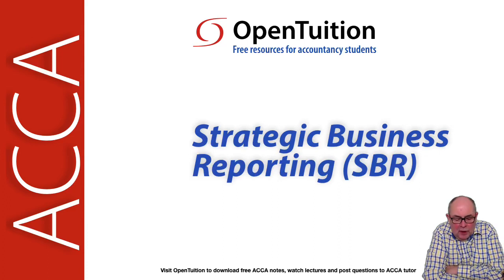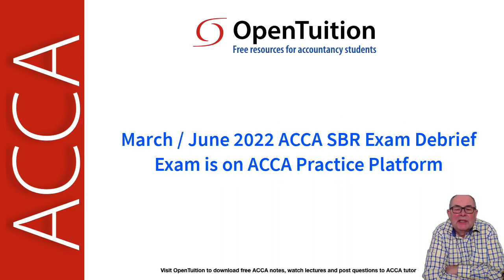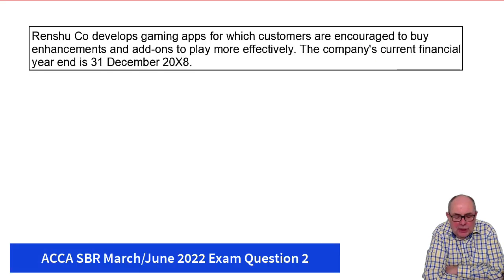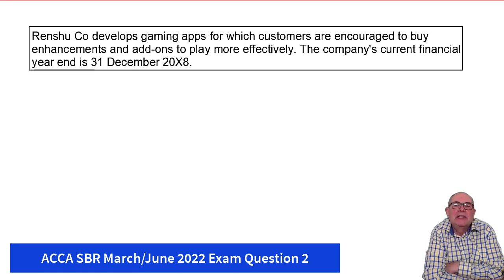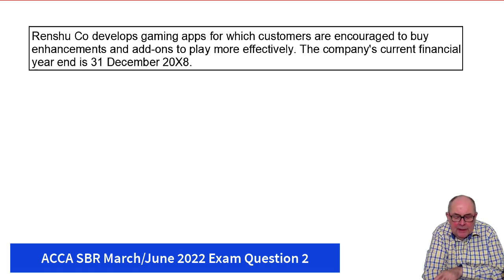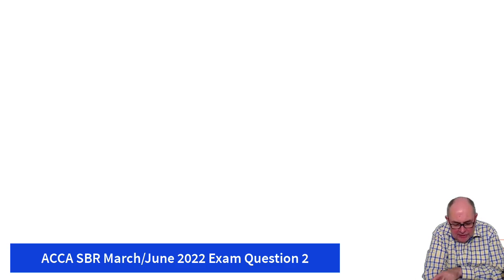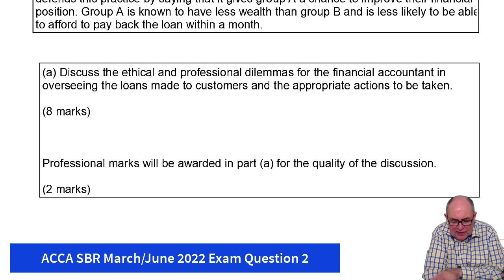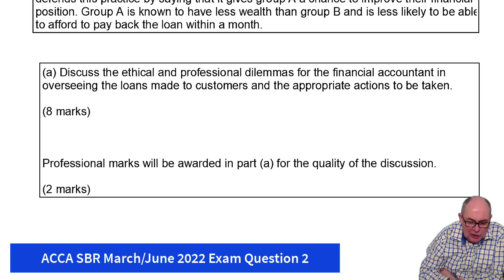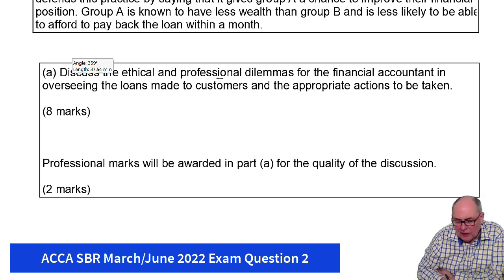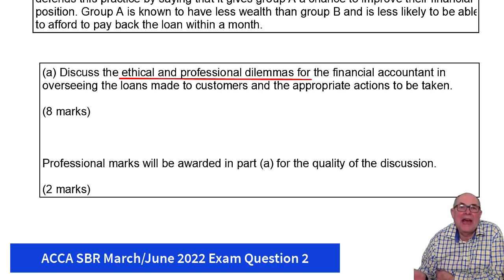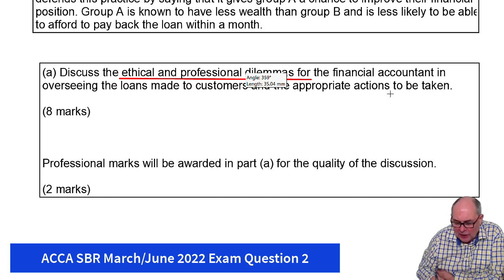This is a debrief of the question Renshu, which tests accounting and ethics. In the introduction to the question, we are told about the year end and a little bit about the business. Year end is December 08. First requirement concerns ethics, ethical and professional dilemmas, and actions to be taken. So really two requirements. What are the ethical problems and what actions are to be taken?